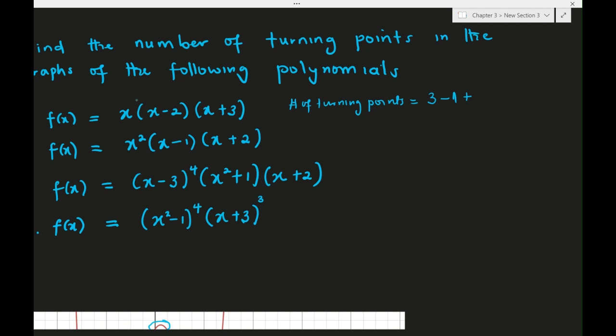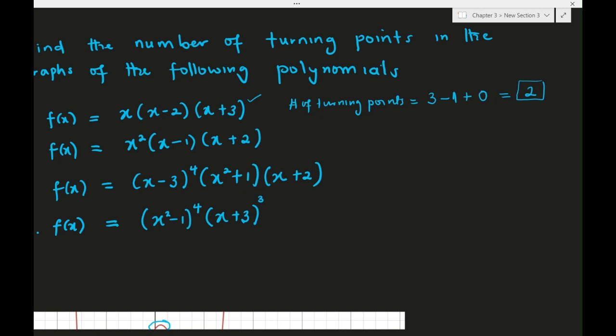So you can see they all have odd multiplicity. Since you have odd multiplicity, it's like you're adding 0, because you need the ones with even multiplicity. So this gives us 3 minus 1, which is 2, plus 0, which is 2. So this polynomial function has two turning points. We are not graphing it, we just want the number of turning points.